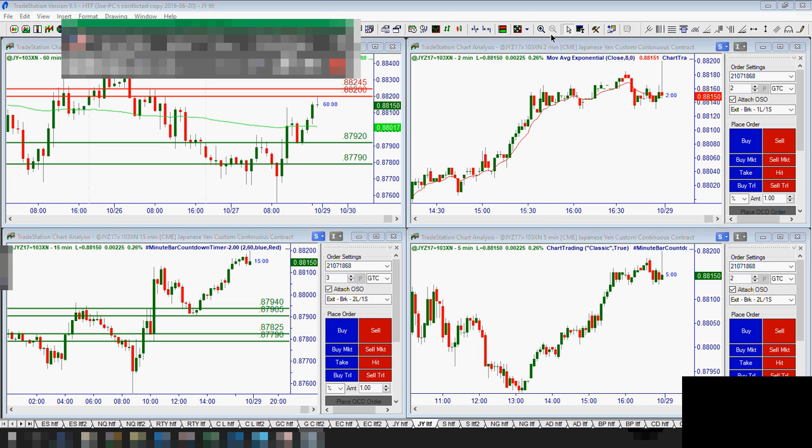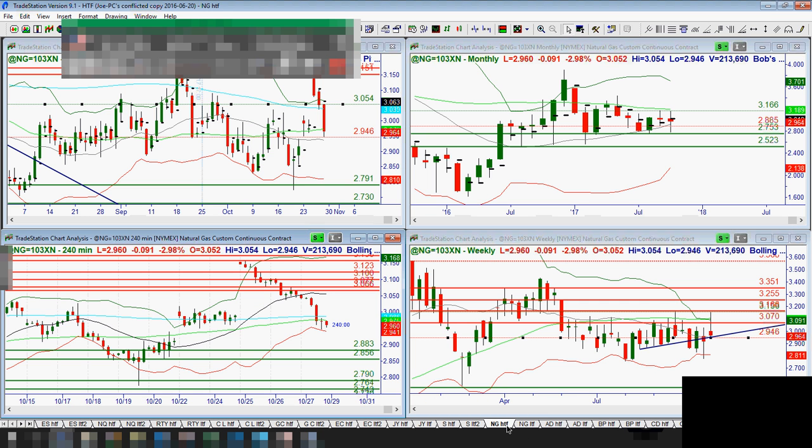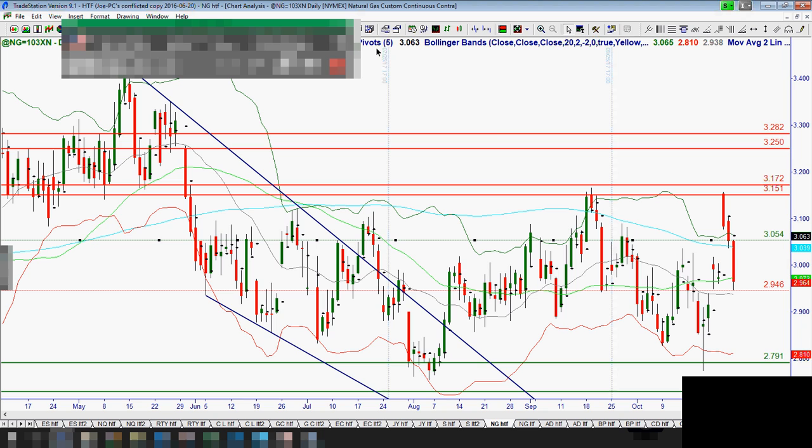Cool. Okay. I want to go over to Nat Gas. Nat Gas had a brutal week, and basically it was a rollover. That's basically what it was. It was fill the gap of the rollover gap, and that happens a lot.